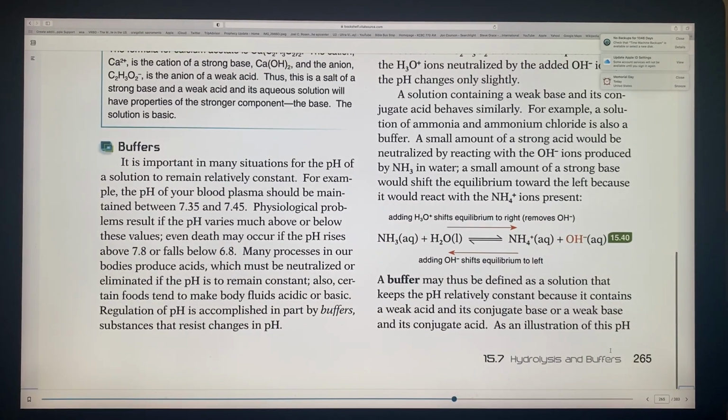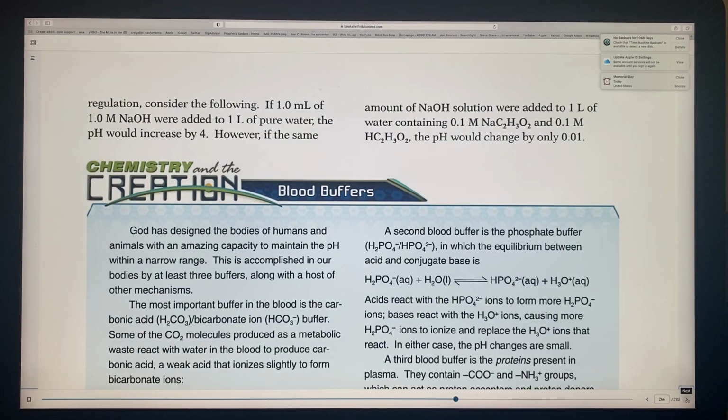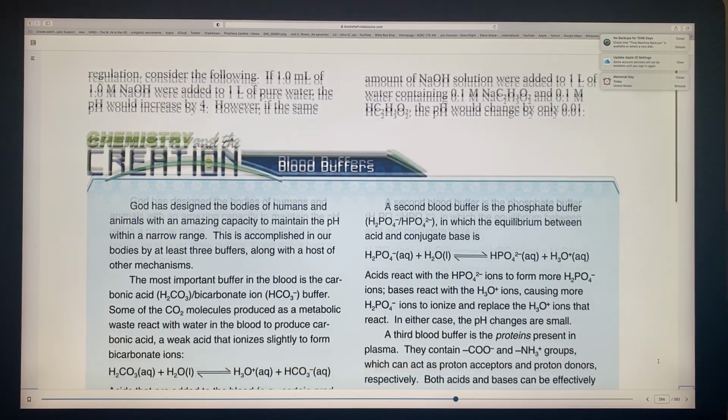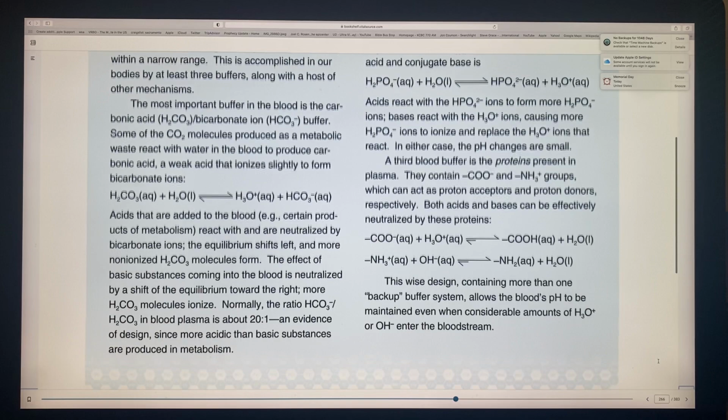So a buffer may be defined as a solution that keeps the pH relatively constant because it contains a weak acid and its conjugate base, or a weak base and its conjugate acid. So a buffer system usually has a weak acid or weak base in it to buffer things out. And this is in our blood. We have certain buffer systems in our blood, and also in other areas too. When you think of buffering, there are other buffer systems besides just in our blood.